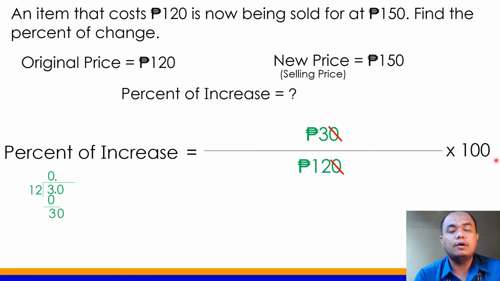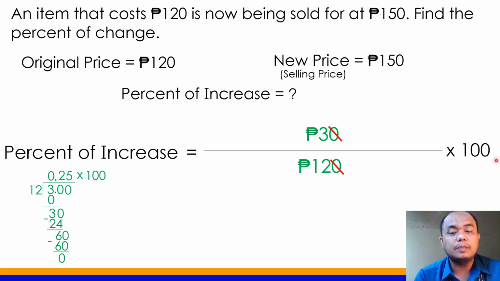Since nag-bring down na tayo, proceed tayo sa division. 30 divide 12 ay correct. That's 2. 2 times 12, correct. That's 24. 30 minus 24, correct. That's 6. So, meron pa ding remainder, class. So, add another 0. And then, bring down 0. 60 divide 12 ay magiging correct. That's 5. 5 times 12, correct. That's 60. So, 60 minus 60, 0 na. Okay? So, 0.25 ang ating quotient.